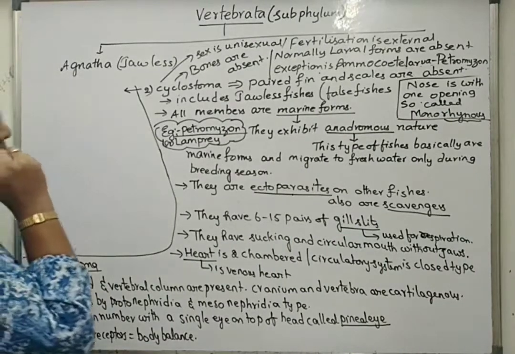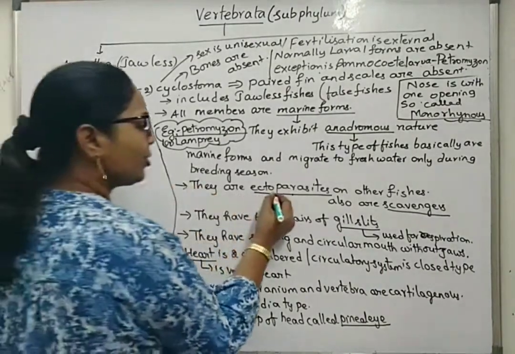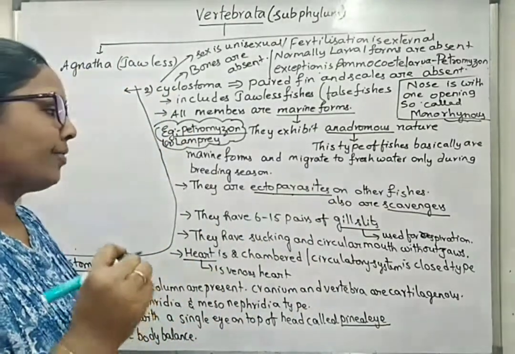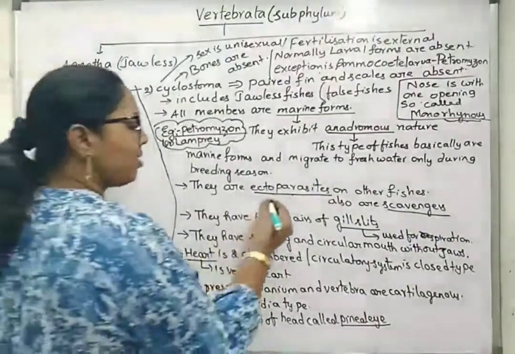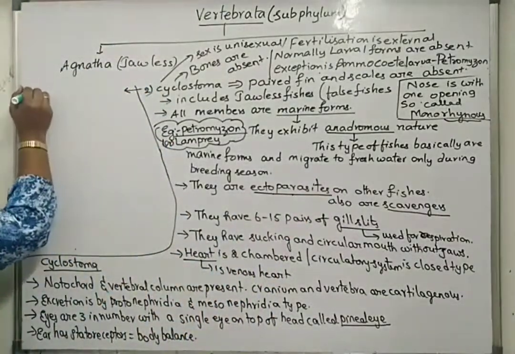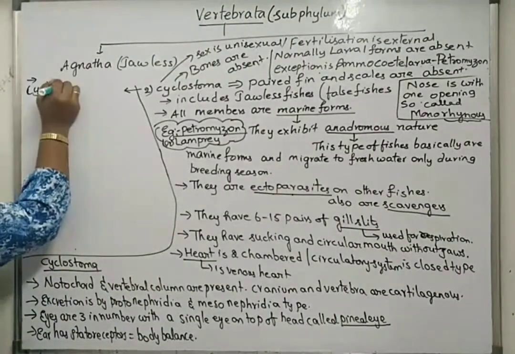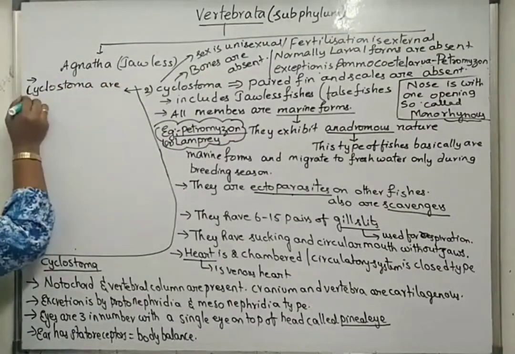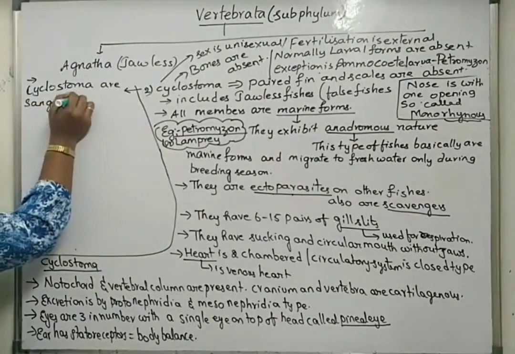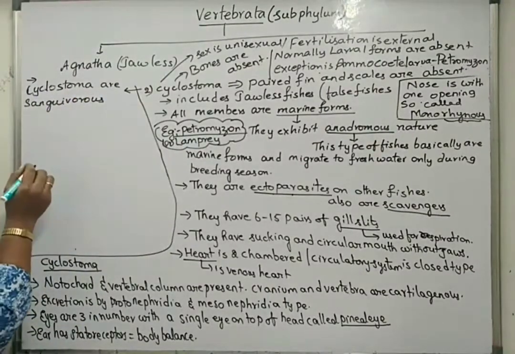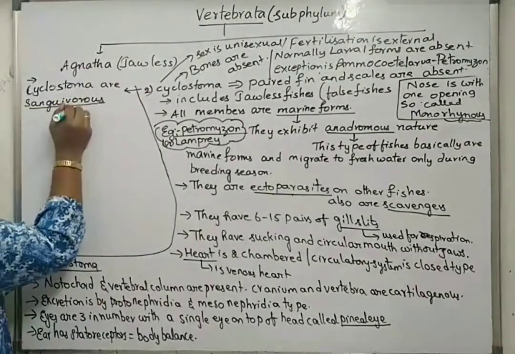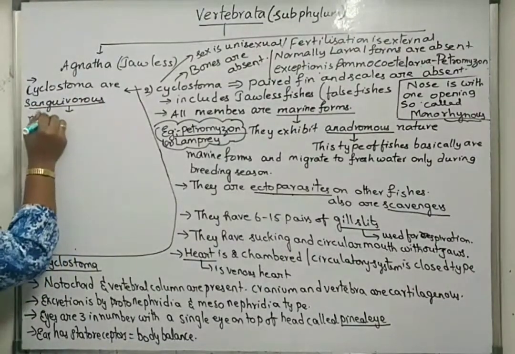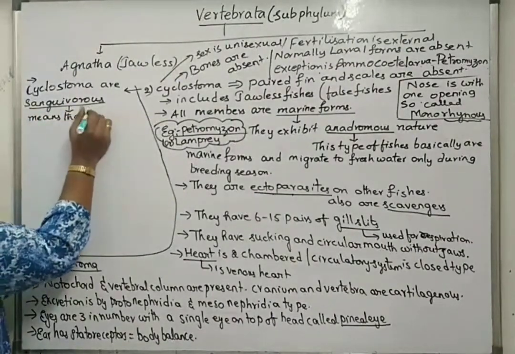In this Cyclostoma, as we have said, one point is that they are ectoparasites on other fishes, as they are sucking blood and nutrients from the smooth muscles of the host, meaning other fishes. They are also called sanguivorous. Cyclostoma are sanguivorous, meaning they depend on the blood of other organisms for food material, that is, they feed on blood.